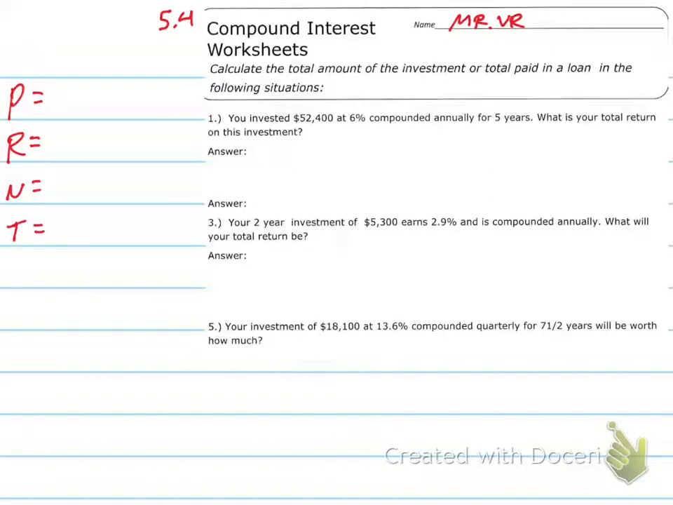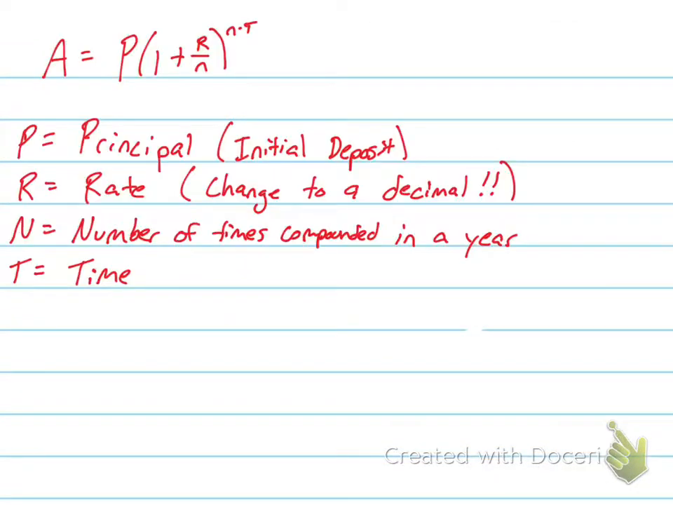This is the 5.4 compound interest worksheet. I'm going to do the odds on here. Just want everyone to know, make sure you have this up from your notes or even from here, it doesn't matter. But you need to know the equation and you need to know what each one of these letters or variables stands for.